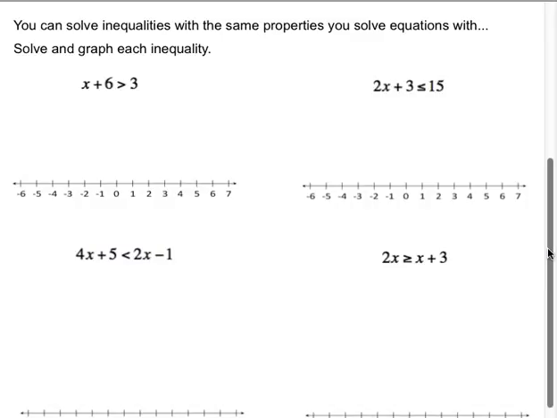You solve them almost the same as you do equations. I want to get x alone, so I'm just going to subtract 6 from both sides. So here x is greater than -3. Because it's strictly greater than, I don't actually want to include the -3, so I leave an open circle. And x is greater than that, so I need to be going towards the higher numbers.